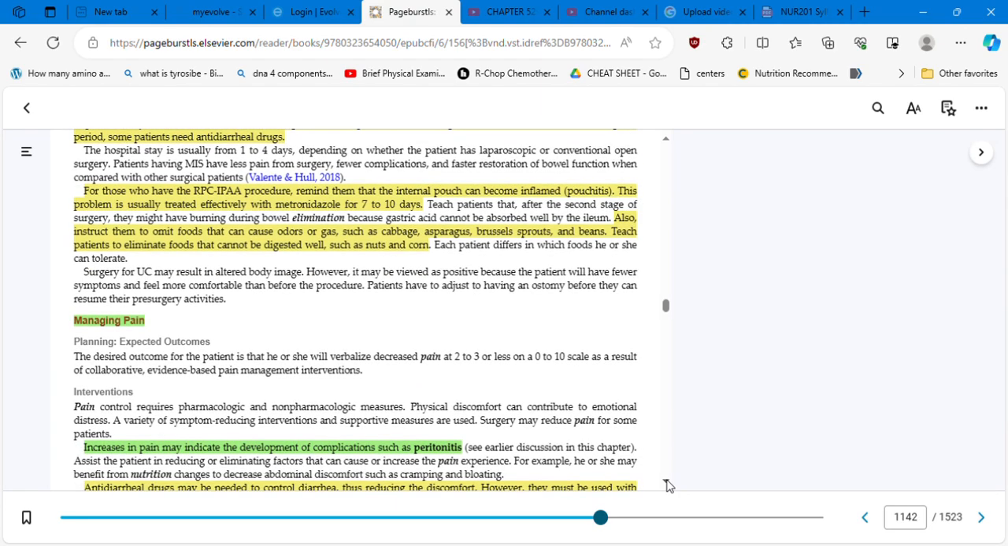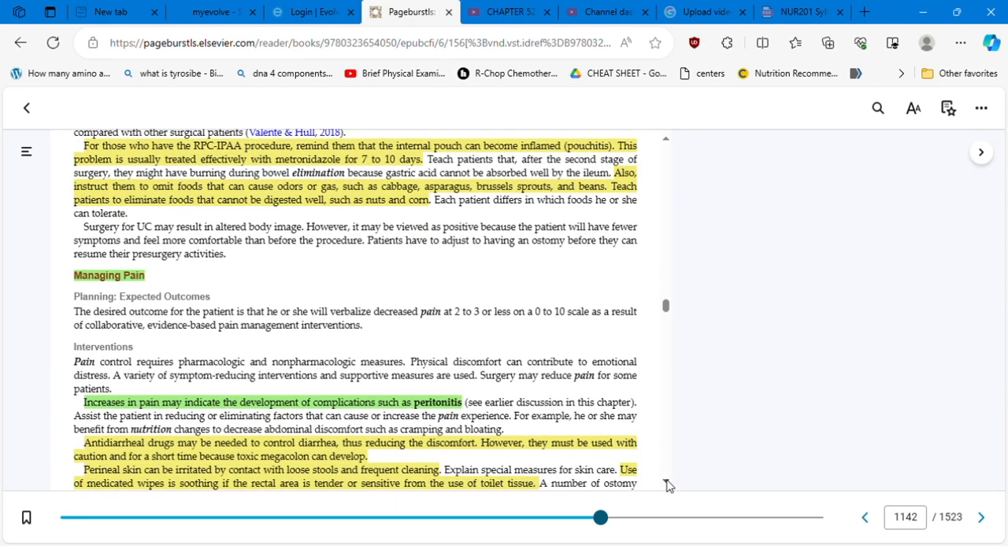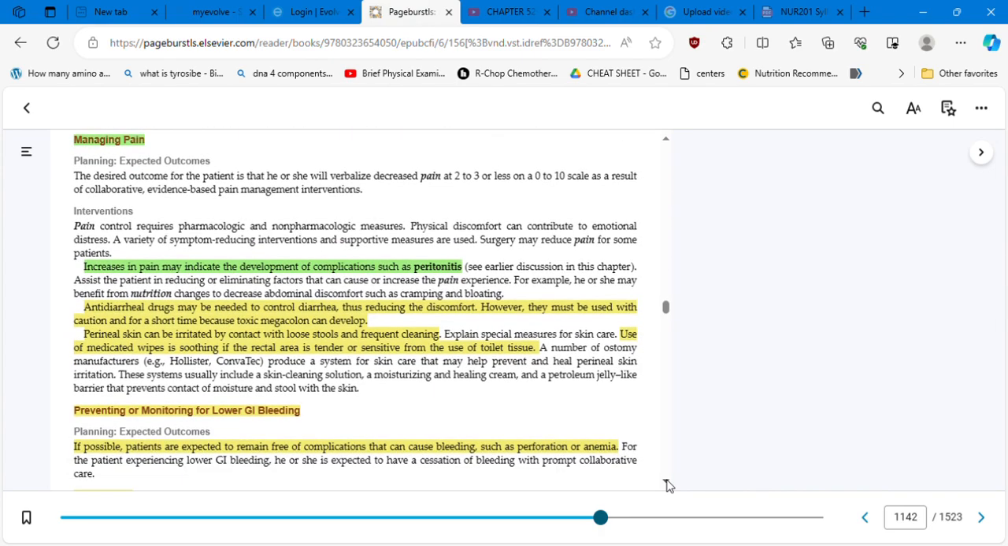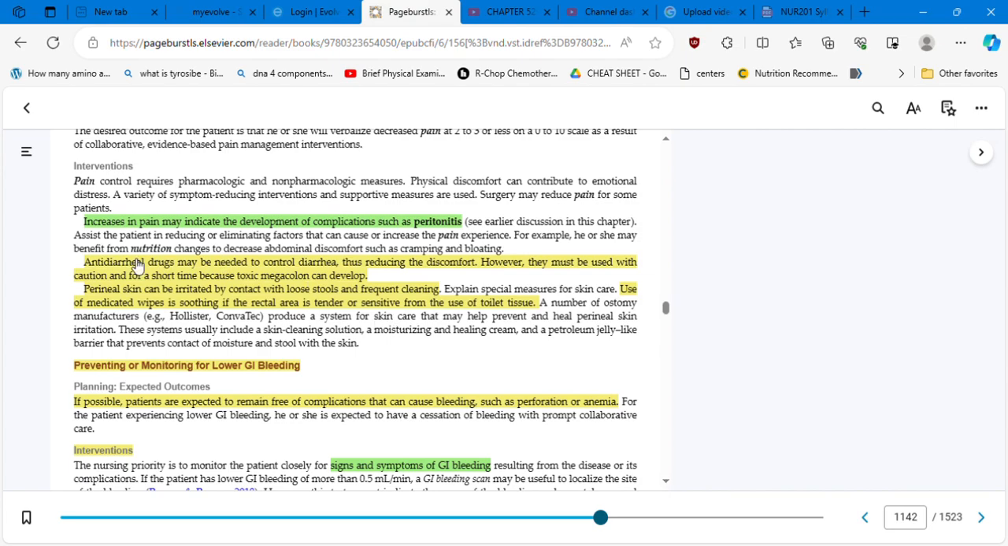And of course, popcorn, right? Of course, popcorn. Managing plan. Increase in pain may indicate the development of complications such as peritonitis. We know that. Antidiarrheal drugs may be needed to control diarrhea, thus reducing the discomfort. However, they must be used with caution and for a short time because toxic megacolon can develop.